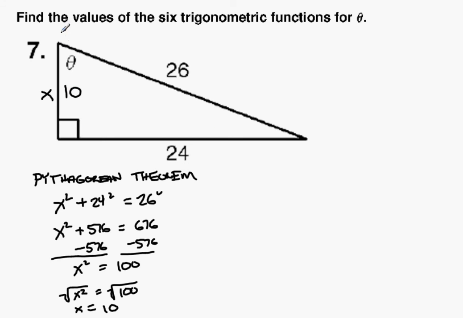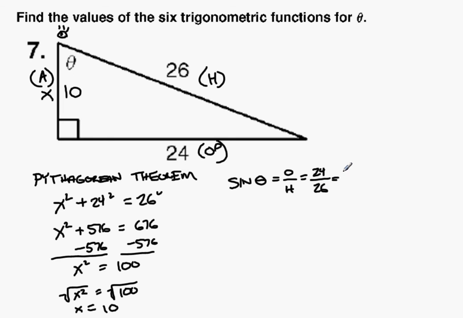Alright, so from the angle's perspective, I know this is opposite. That's opposite. This side is adjacent, and this side is hypotenuse. So going through the 6 trig relationships, sine is opposite over hypotenuse. So in this case, we've got 24 over 26, which is 12/13.